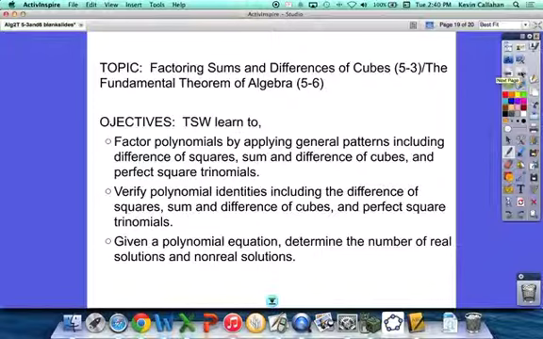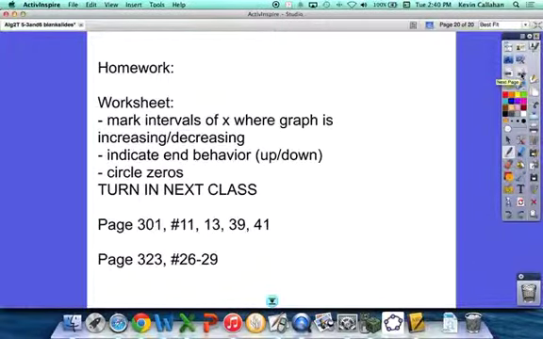So that's what we did. We looked at the sum and difference of cubes. Those are the learning intentions from the SOLs. And then we talked about what the SOL actually tells us we have to do: given a polynomial equation, determine the number of real solutions and the number of non-real solutions. What do they mean by non-real? Imaginary.